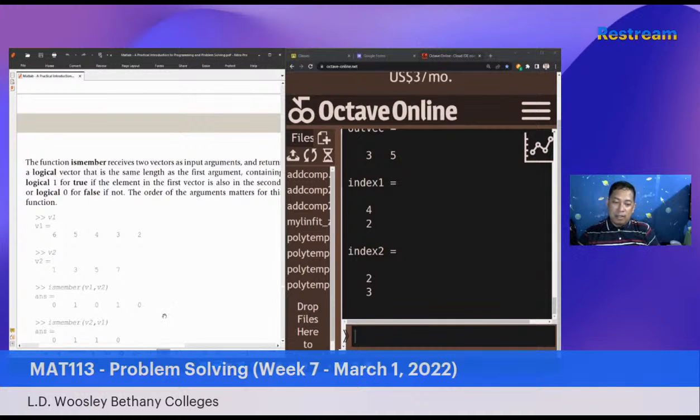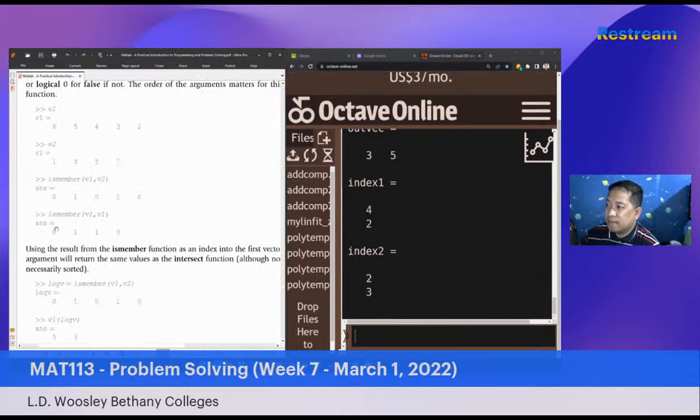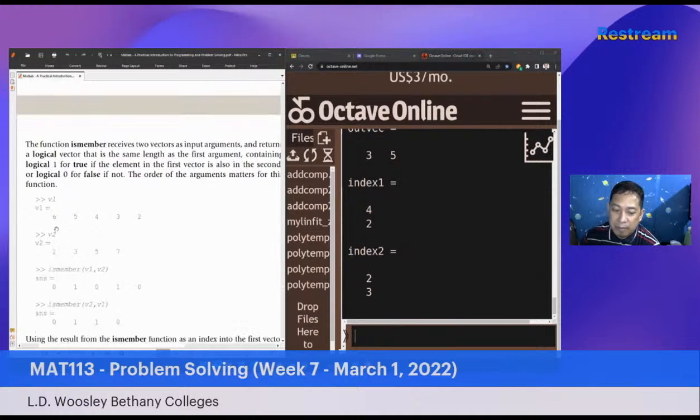Okay. Now, break lang saglit mga kapatid, break lang tayo. I need to take a water break. Saglit lang mga kapatid, then we will continue. Titingnan natin yung iba pang mga set commands here. Marami palang set commands. Okay, we will be looking into some of the set commands. So, please stay tuned.